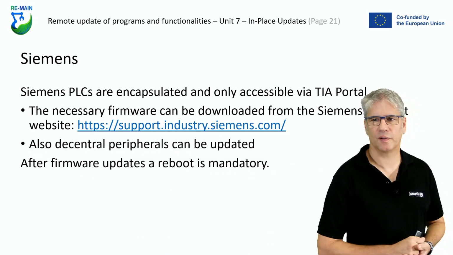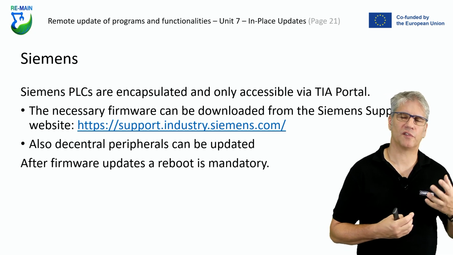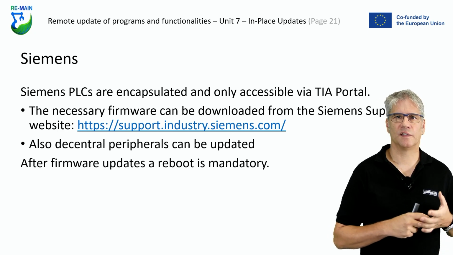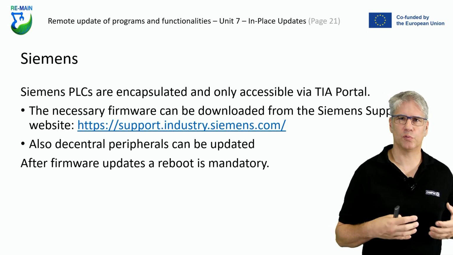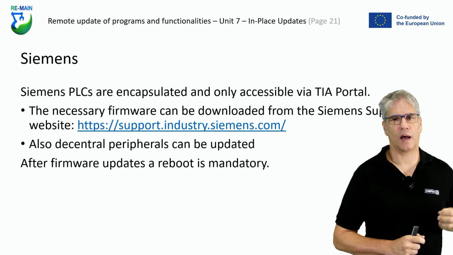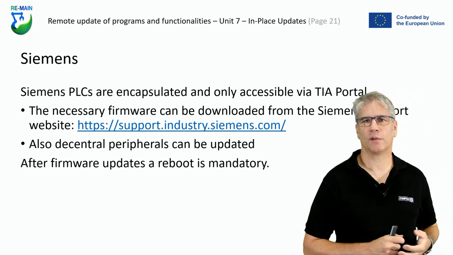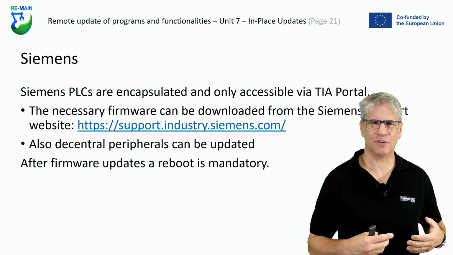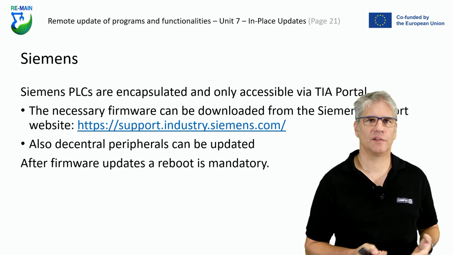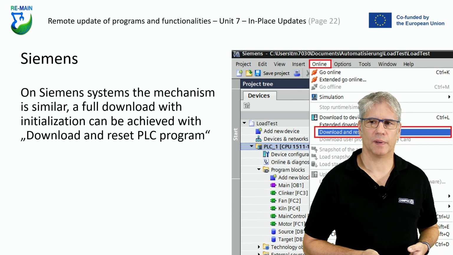For Siemens, it's quite similar. And the Siemens PLCs somehow are encapsulated. Siemens doesn't talk about the type of CPU they use, so the processor type that they use, and the PLCs are only accessible through the TIA Portal software produced and developed by Siemens. So if you want to upload a new firmware on the device, you have to use TIA Portal. You can download the firmware from the internet, and you can use TIA Portal also to update all these central peripherals. And normally, after firmware update, again, a reboot is mandatory.